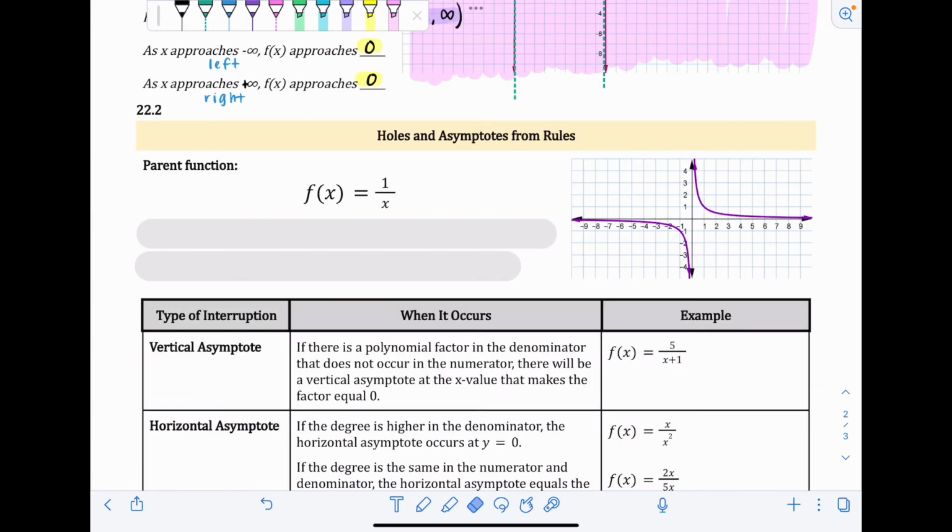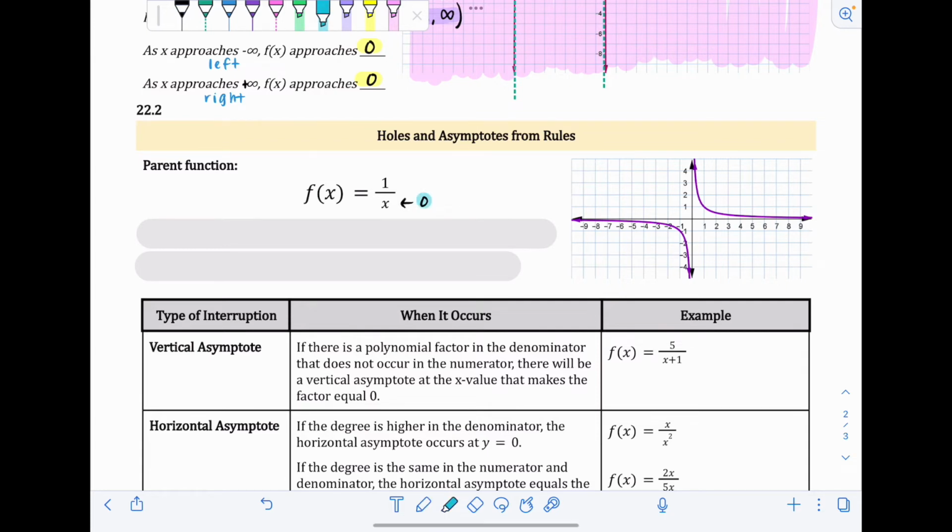So 22.2 is holes and asymptotes from rules of rational functions. This section goes into more about what causes these asymptotes and holes. The parent function for rational is f of x equals 1 over x. The asymptotes come from basically what values are impossible to get from the function, or what values make the function undefined. So if we look at the parent function 1 over x, if I put a 0 in for x, then I have a 0 in the denominator. And you can't have a 0 in the denominator, it makes the function undefined.